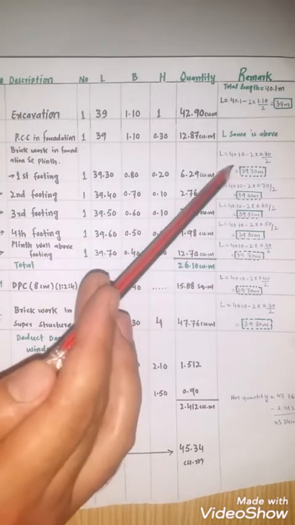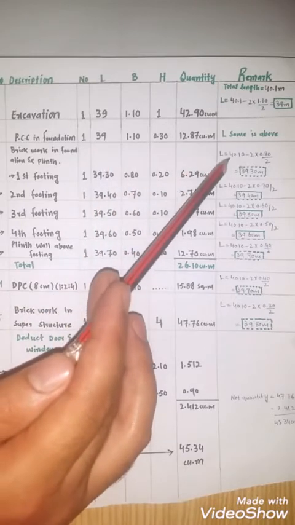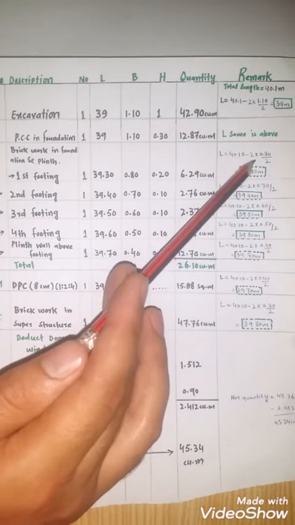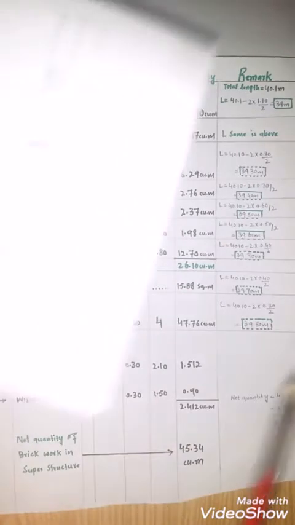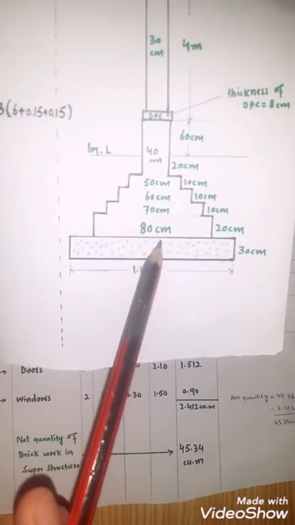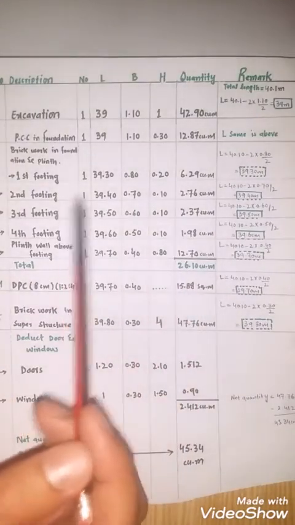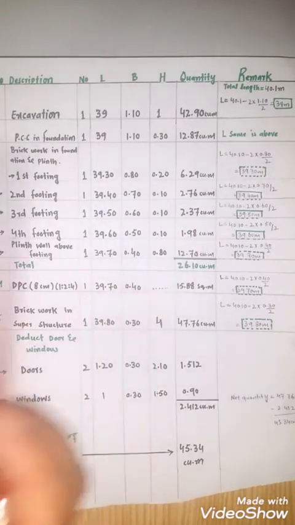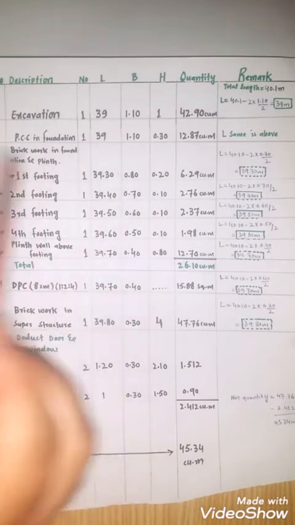And this is the explanation for this length. The overall length is 40.10 minus 2 times T junction minus half breadth of this footing, which is equal to 80 centimeter or 0.80 meter. The length is equal to 39.30 meter. This is explanation for this value.